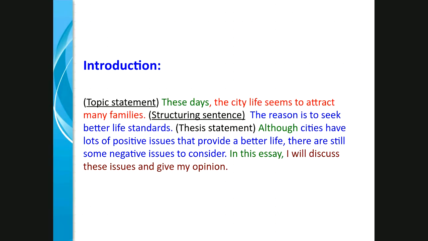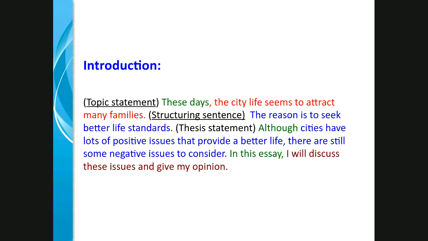إيش تبغى تتكلم؟ طيب أنت بعد ما ذكرت العبارتين هذه، إيش راح تتكلم عنه في النص؟ Although cities، بالرغم من أن المدن have lots of positive issues that provide a better life, there are still some negative issues to consider. إذن أنت موقفك الحين لسه ما حددته، أنت تكلمت بشكل عام. بالرغم من أن حياة المدينة فيها الكثير من الأمور الإيجابية اللي تقدم حياة جيدة، لا زال هناك بعض الأمور السلبية التي ينبغي أن تؤخذ بعين الاعتبار. Okay, so this is your thesis statement.